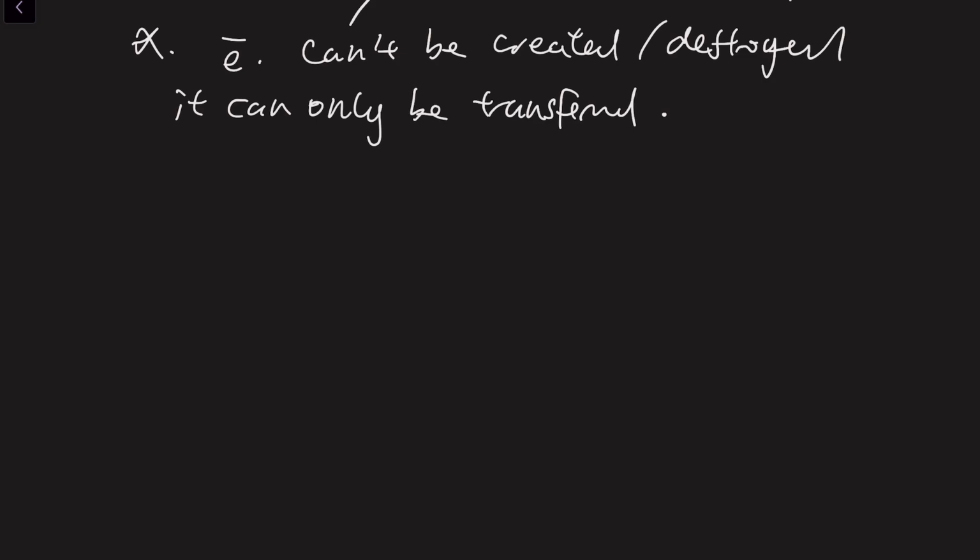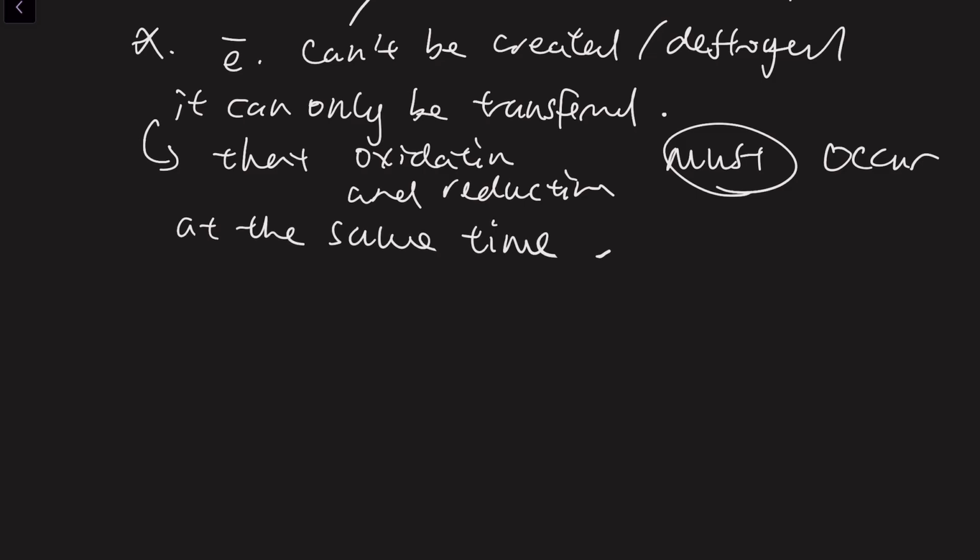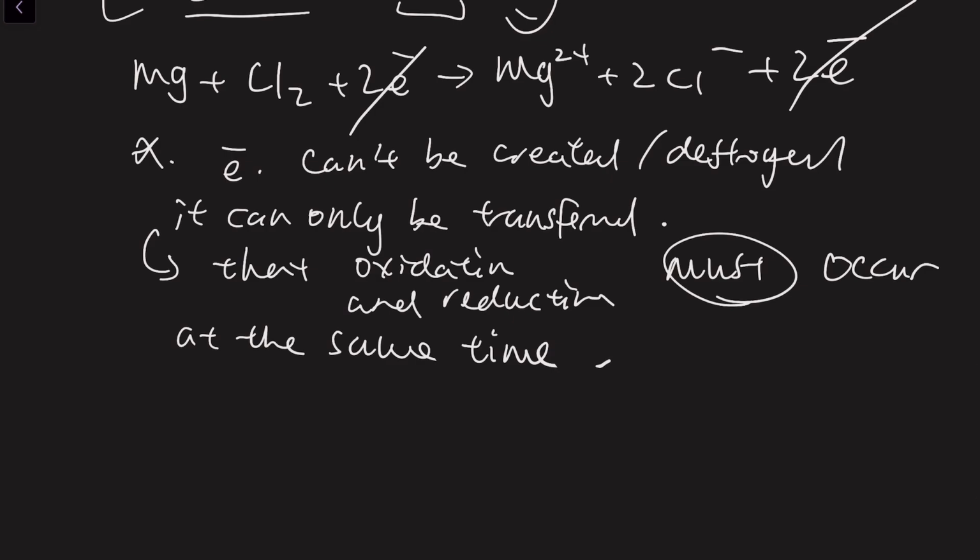And the implication of this is that oxidation and reduction must occur at the same time. So whenever you have reduction, you must also have oxidation, because we cannot just create electrons from nowhere. It is only a process of transference of electrons, not about creation or destruction of electrons.